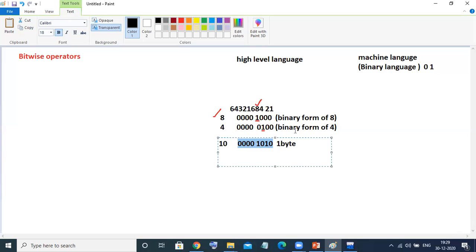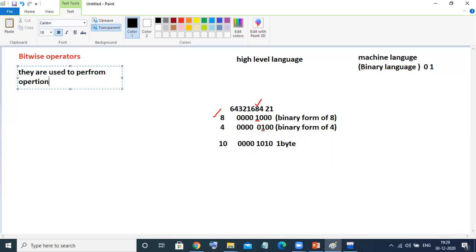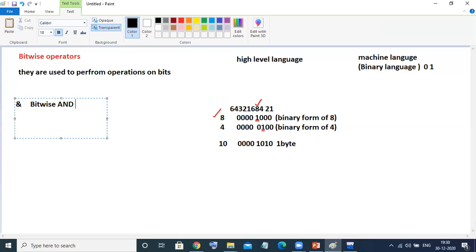So to represent these binary numbers and to perform some operations with these binary bits, we are going to use some bitwise operators. Bitwise operators are used to perform operations on bits. There are a number of bitwise operators available. For example, this is called bitwise AND. Similarly, this is bitwise OR.